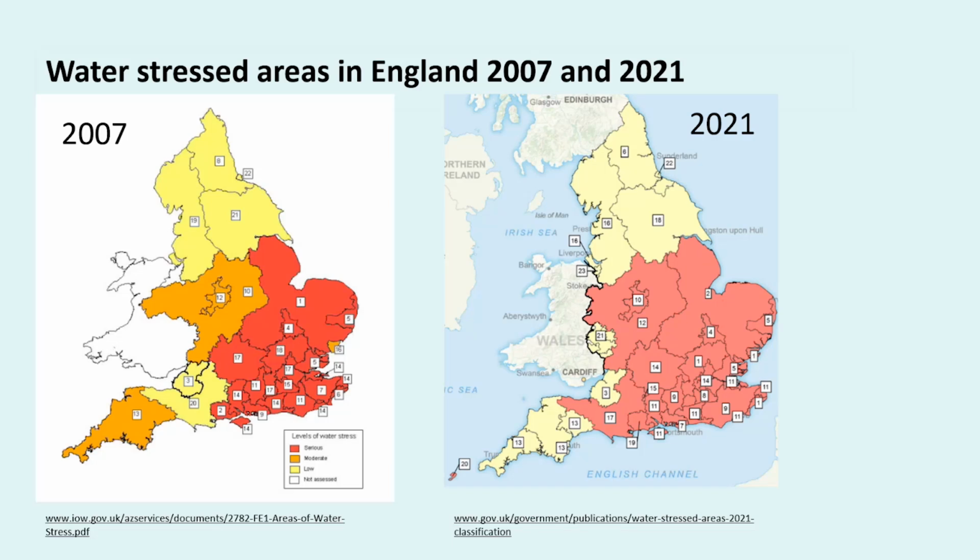The map on the left shows the water stressed areas classified by the Environment Agency in 2007, and they're graded from low to moderate to serious. As you can see, large areas of eastern, central and southern England were already classified as seriously water stressed as far back as 2007. And that covers a population of around 31 million people.